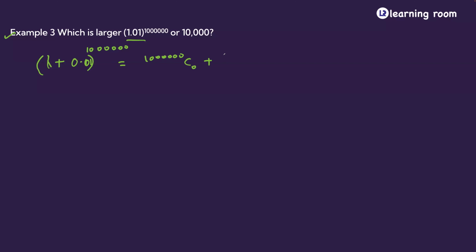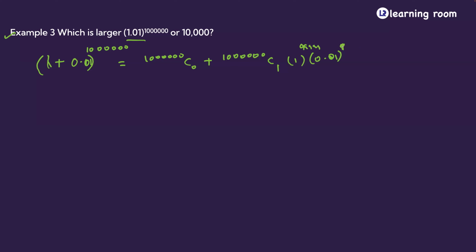Plus 10 power 6 C1 into 0.01 raised to the power of, how many nines? 1 power anything is going to be 1 only. Right? You will have all those nines here, and here it is going to be 1.